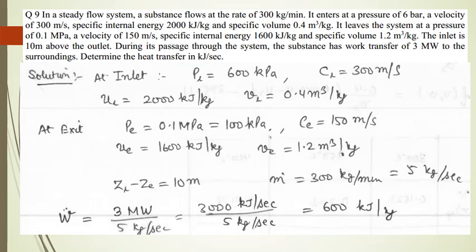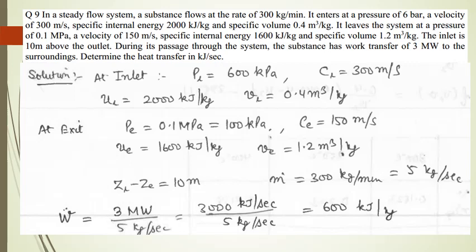In a steady flow system, a substance flows at the rate of 300 kg per minute. It enters at a pressure of 6 bar, a velocity of 300 meter per second, specific energy 2000 kilojoule per kg, and a specific volume 0.4 meter cube per kg. It leaves the system at a pressure of 0.1 megapascal, a velocity of 150 meter per second, specific energy 1600 kilojoule per kg, and specific volume 1.2 meter cube per kg. The inlet is 10 meter above the outlet. During its passage through the system, the substance has a work transfer of 3 megawatt to the surroundings. Determine the heat transfer in kilojoule per second.